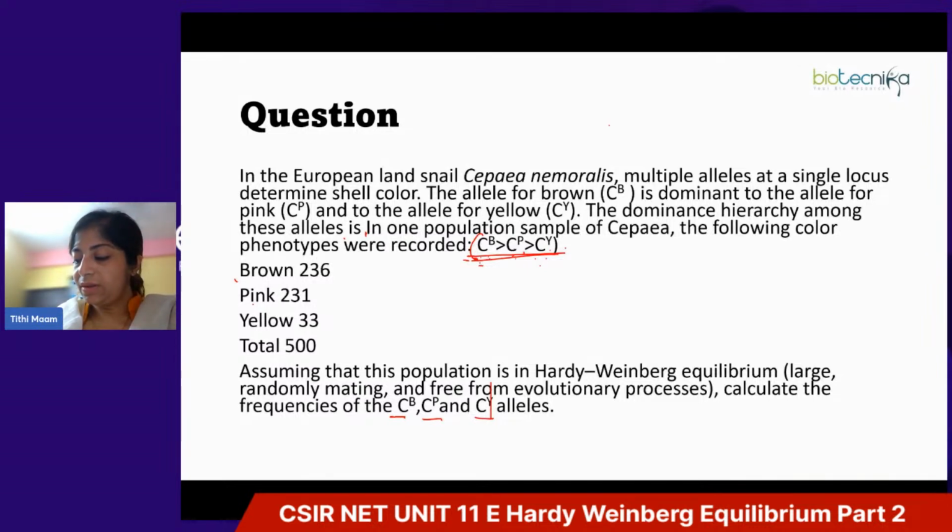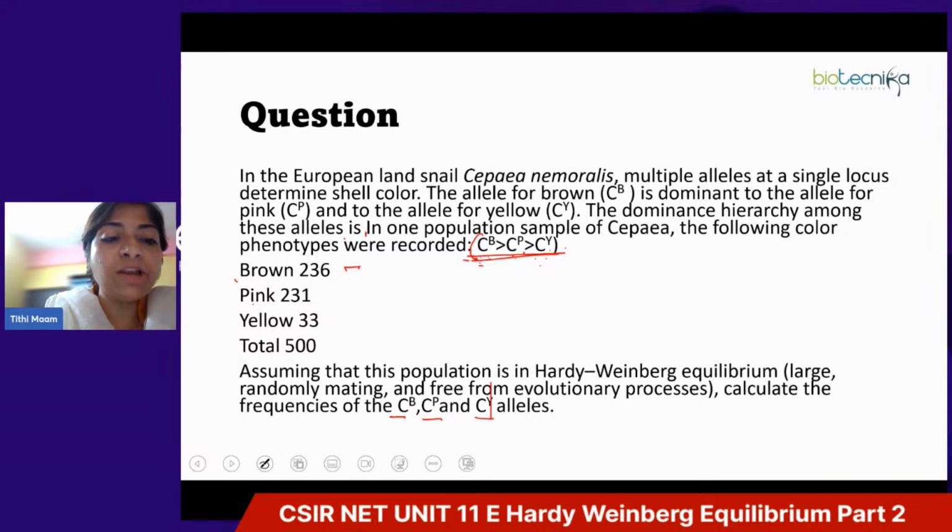Okay, so let's have a look. This is the hierarchy of dominance mentioned, right? So can you tell me which genotypes will have this brown color? Mm, no, Suresh, that's not correct. What have you got?